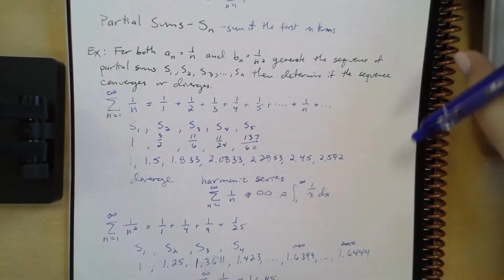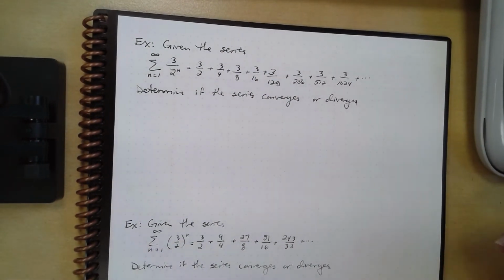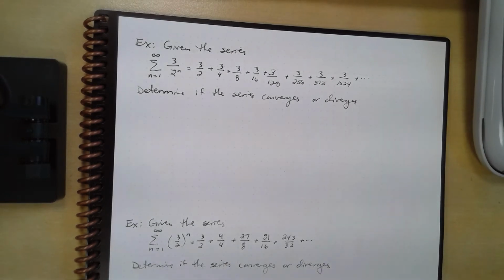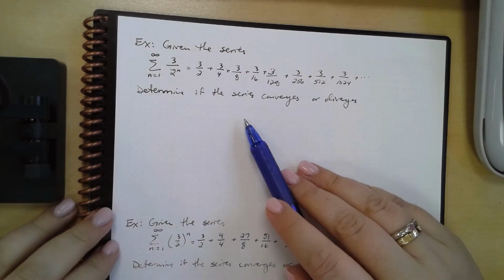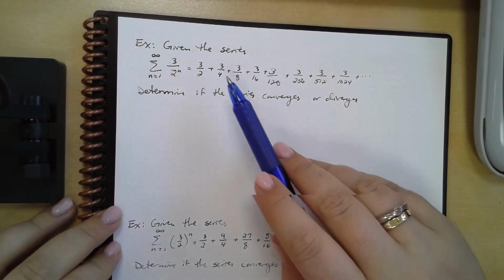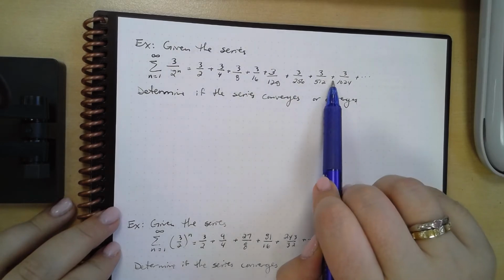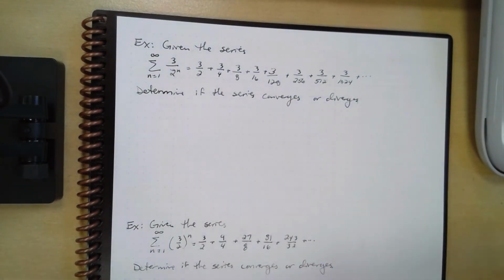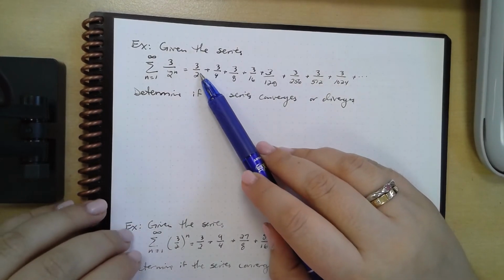Okay, so let's talk about convergence and divergence. All right, so we're given the series n equals 1 to infinity of 3 over 2 to the n, and we want to determine if the series converges or diverges. Okay, so we're given 3 halves plus 3 fourths, 3 eighths, 3 sixteenths. You can see this going on here. All right, let's talk about this. It looks like we have like 1 and a half, right?